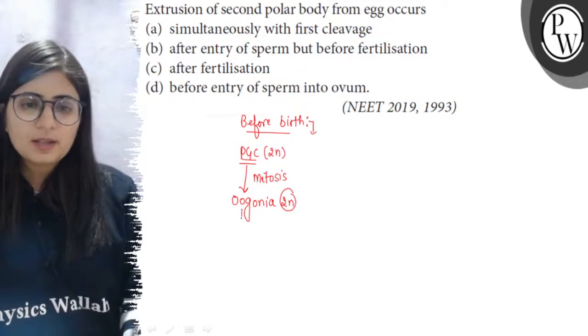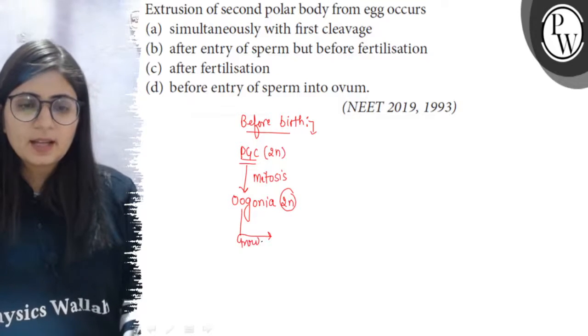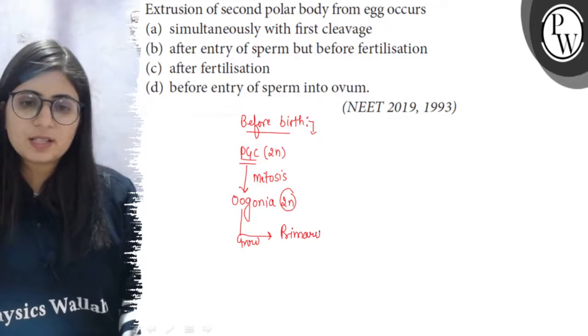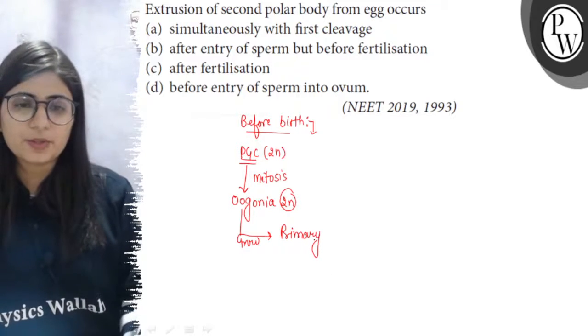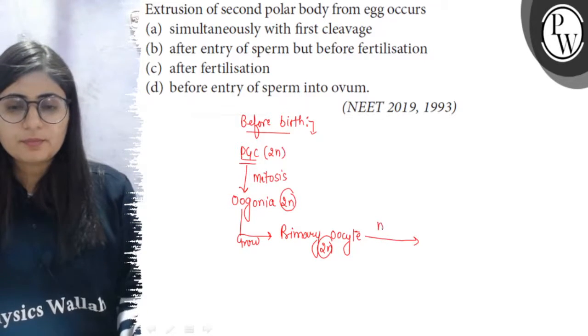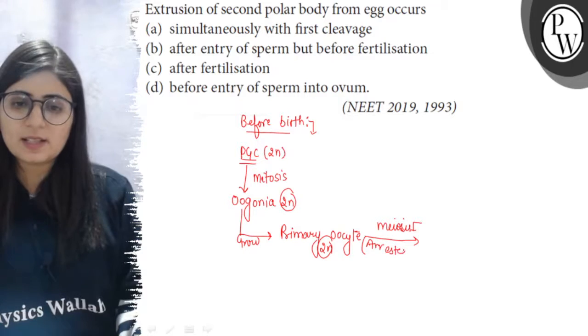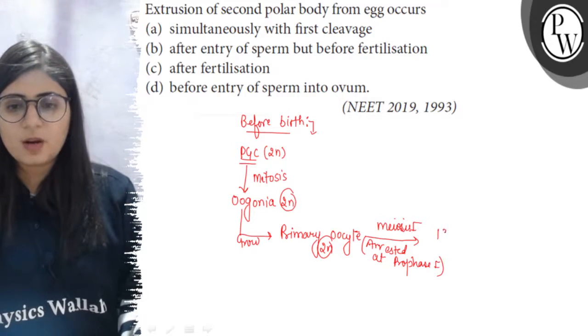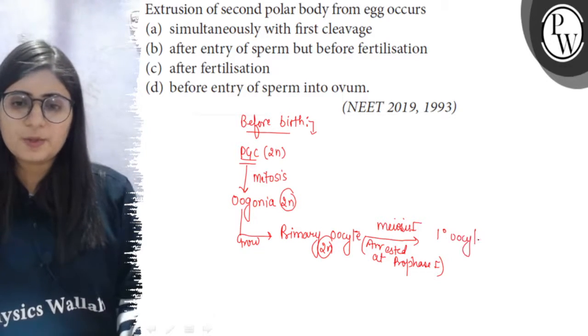Now these oogonia grow in size and convert into primary oocytes, which are the meiocytes that will form the egg by meiosis. These primary oocytes undergo meiosis. Meiosis 1 is started before birth, but it is not completed, as these cells are arrested at prophase 1 of meiosis 1. So these cells are arrested, and we still call them primary oocytes.